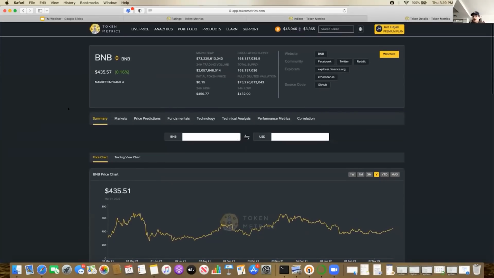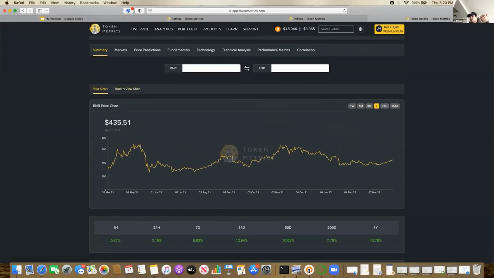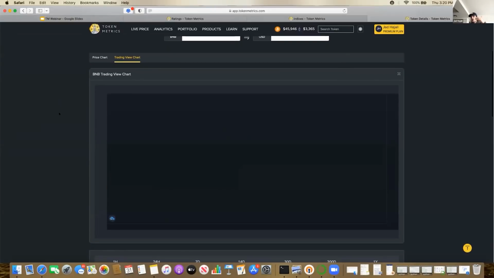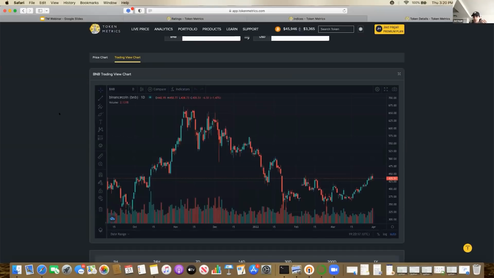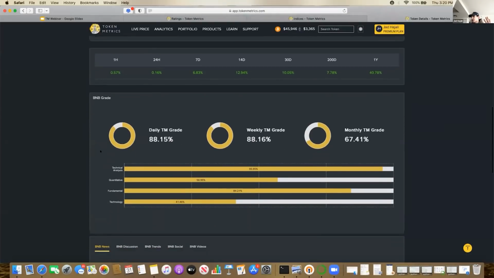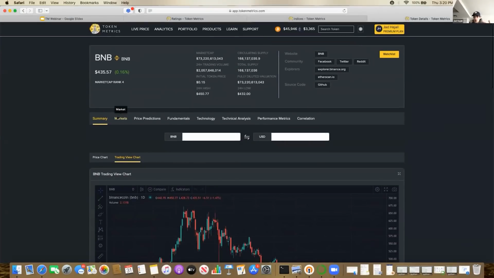Now, if you want to learn more about specific tokens, you can search any token you want here on our platform, and you would go to their page where we have TradingView integrated on our website. So if you want to do some technical analysis, see some technical indicators, or draw lines and trend lines, you can do it on our website immediately. And then you can also see daily, weekly, monthly TM grades. And then we can also show you which exchange this coin is trading on.